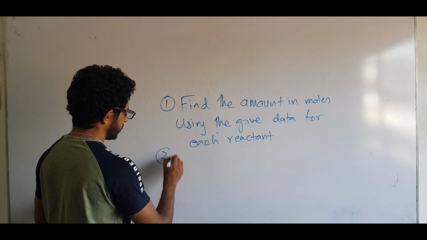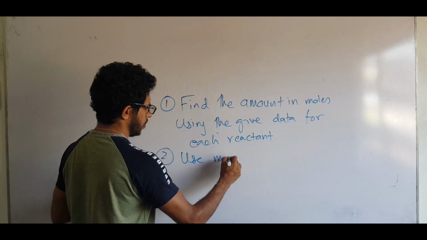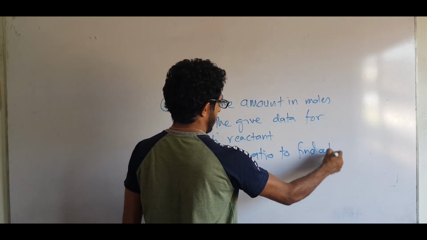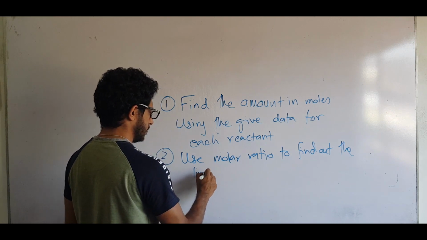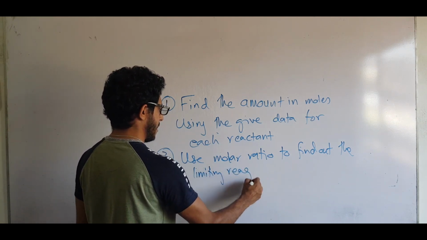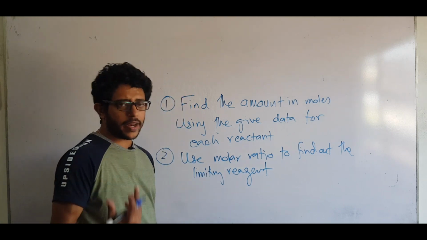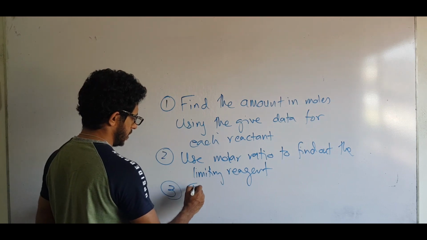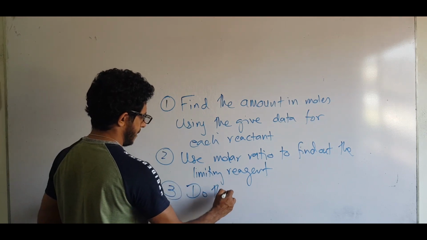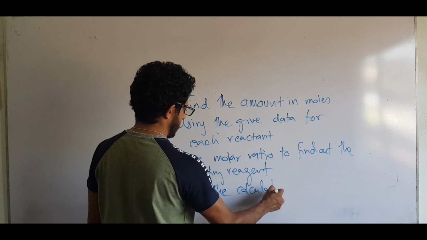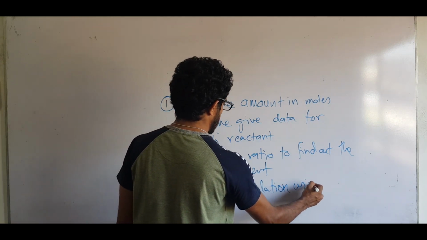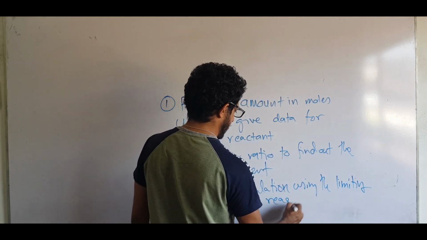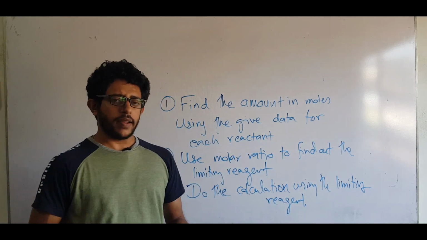Second one is to use the molar ratio to find out the limiting reagent. And the last step is to do the calculation using the limiting reagent. So, those are the three steps we have to follow.